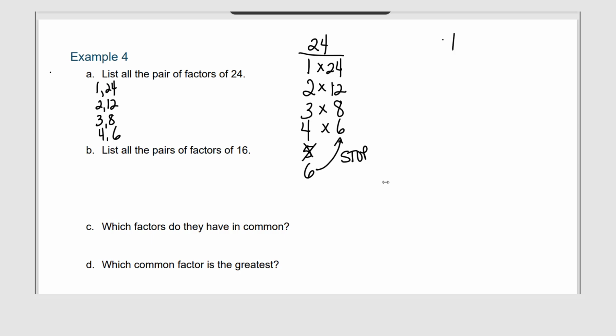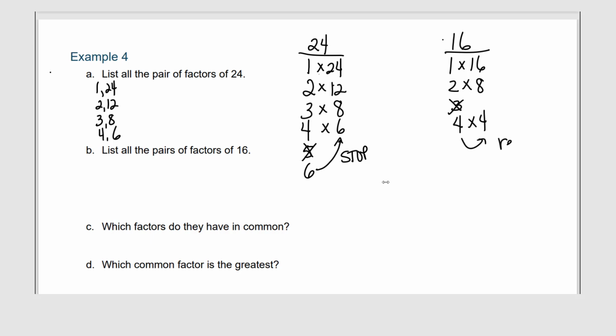All right, now let's list the factors of 16. Same way. 1 goes into 16 16 times. 2 goes into 16 8 times. 3 does not go into 16. 4 goes into 16 4 times. And look, we already have a repeat. When there's a repeat, I don't mean necessarily next to each other. See, this repeat was down here. We have to stop. So what are the pairs? 1 and 16, 2 and 8, 4 and 4 are the pairs of factors.